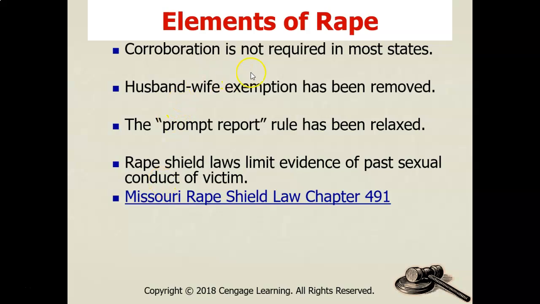Corroboration is not required in most states. It does make it easier for the prosecution in that if they have DNA, hair, or witnesses, it's going to be easier to gain that conviction, and they may be more likely to charge. The husband-wife exemption has been removed as far as whether a person can rape their spouse, and the answer is yes. And the prompt report rule has been relaxed as far as a certain time limit. And then we have rape shield laws that limit evidence of past sexual conduct with that victim.